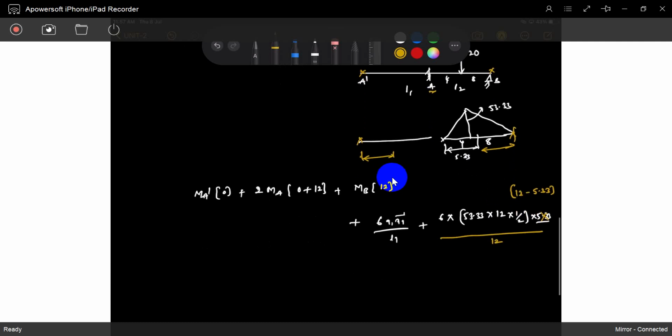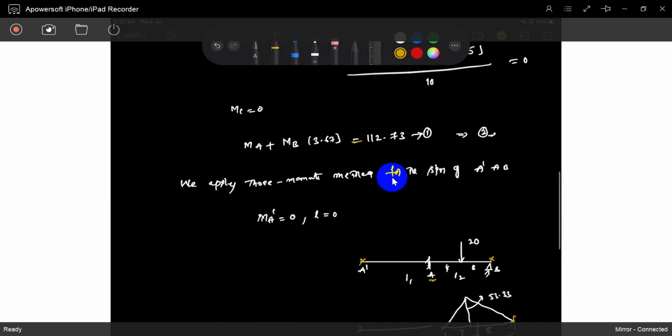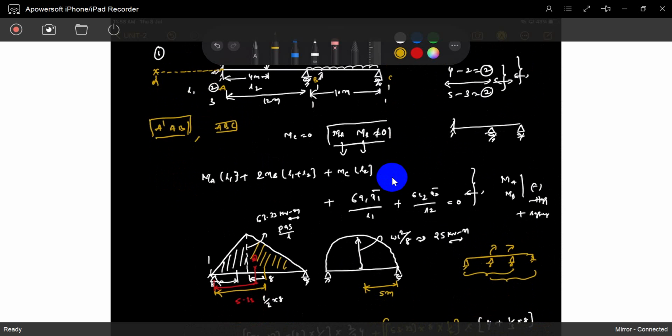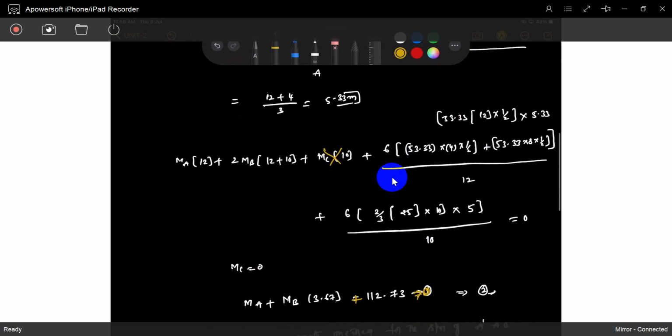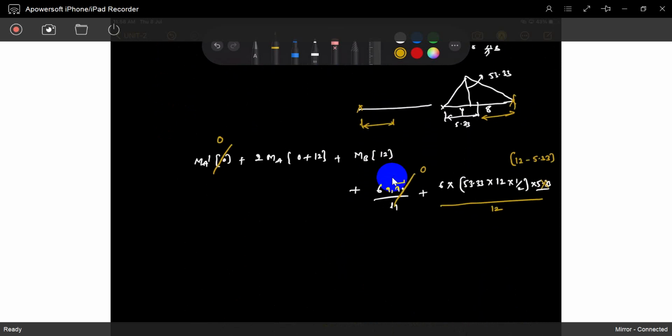So MA dash is 0. This problem is 0. And also observe this is equal to 0. For the previous students, I said using this, it is equal to 0. For your previous students, that's why they get an equation like this. No need. Okay, you will get it like this. So that's it.